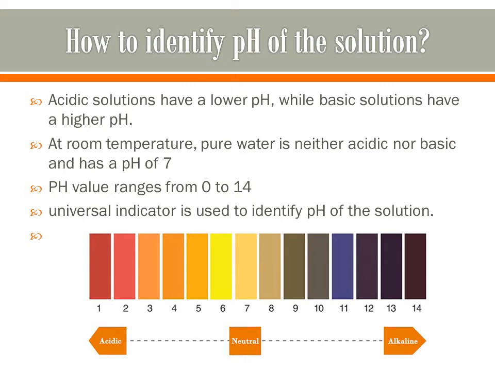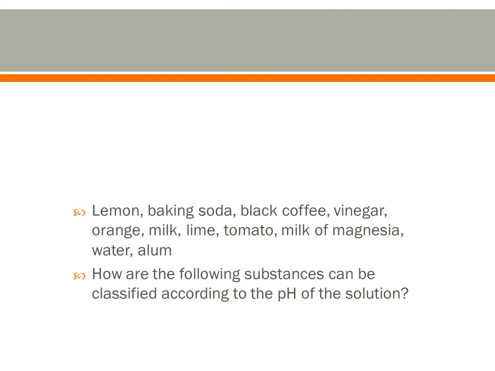When the solution is highly basic, it will show a pH of 12, 13, 14. Which means on the extreme left hand side, the pH of the solution will be highly acidic, and on the extreme right hand side, the pH will be highly basic or alkaline. Here are the following substances given below, and we have to classify them according to the pH of the solution.